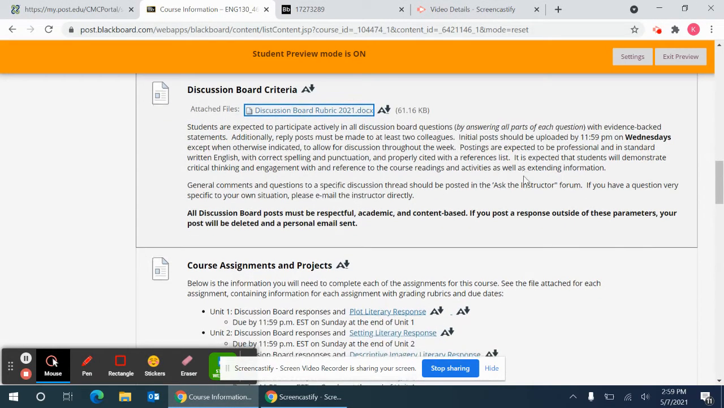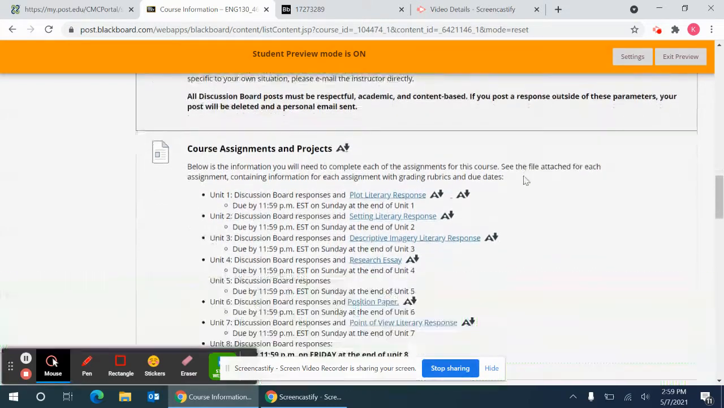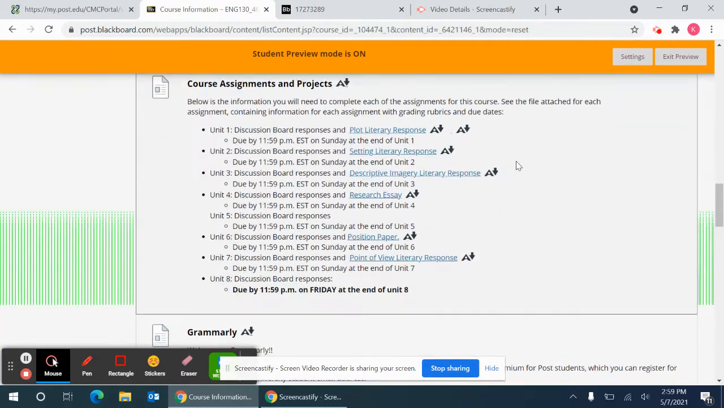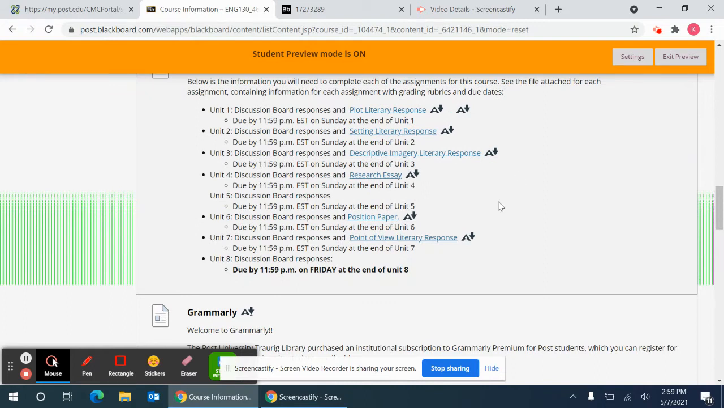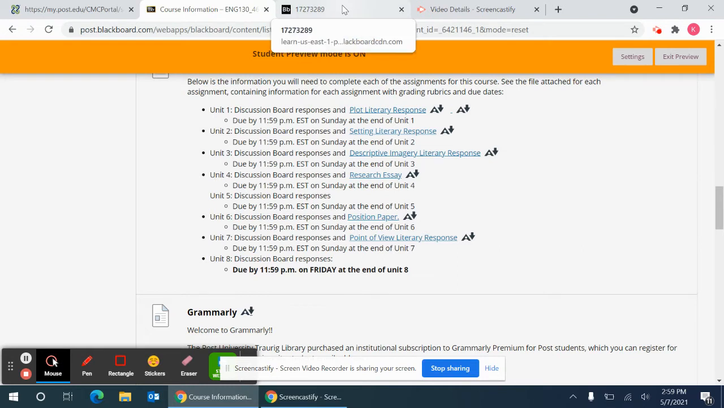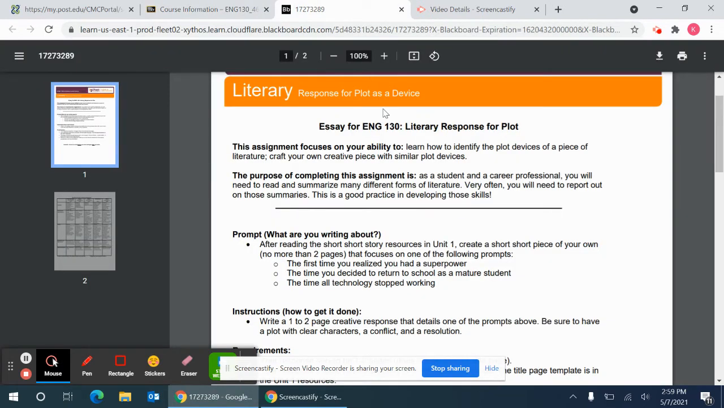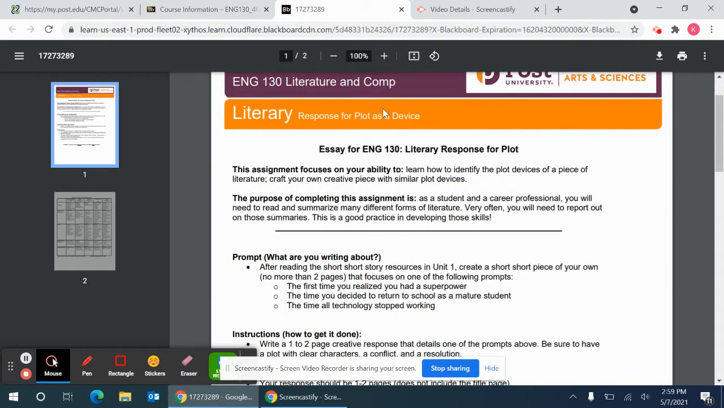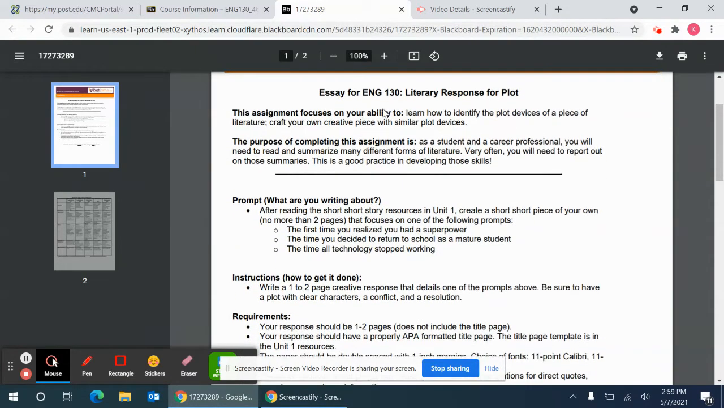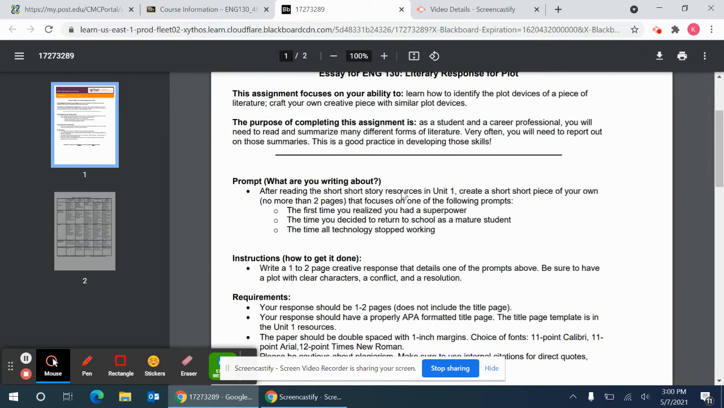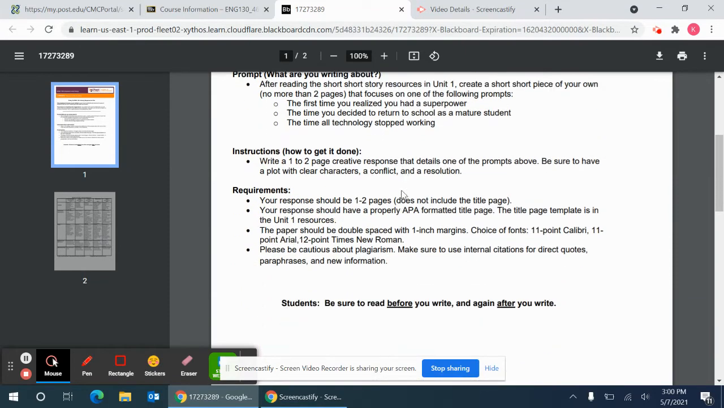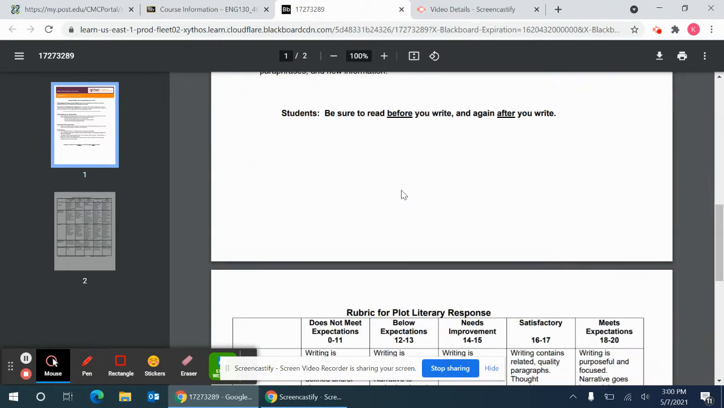If we go back to Blackboard, you'll see there are all of the major assignments, and there are links to the assignment pages right here. So for example, if you look at the first one, the plot literary response, here it is. You have all of the instructions on how to complete this assignment. So for week 1, you're responding to one of these 3 prompts to write your own short story. And it states that it should be a 1 to 2 page creative response and all of the requirements. And once again, there is a rubric.